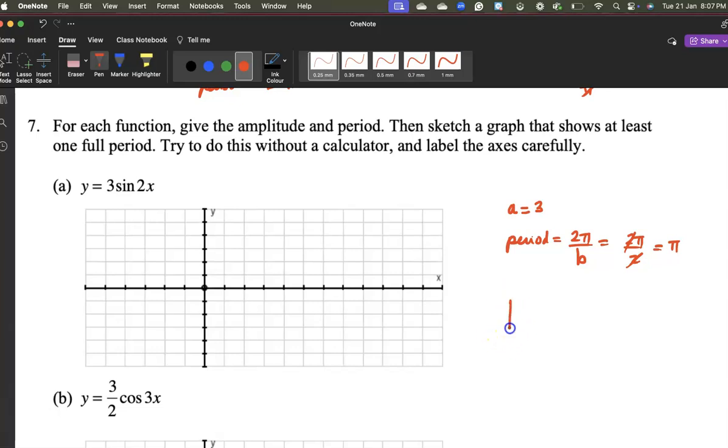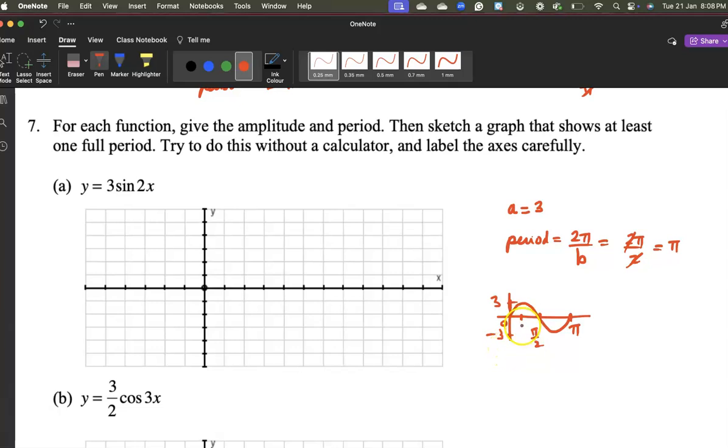Sine graph, I'm drawing it roughly. That means my entire graph will get completed in pi. This would be 3, this would be minus 3. This is my graph. So if this is pi, this would be how much? Pi by 2. Pi by 2 is 90 degrees, but don't say degrees, think pi by 2.